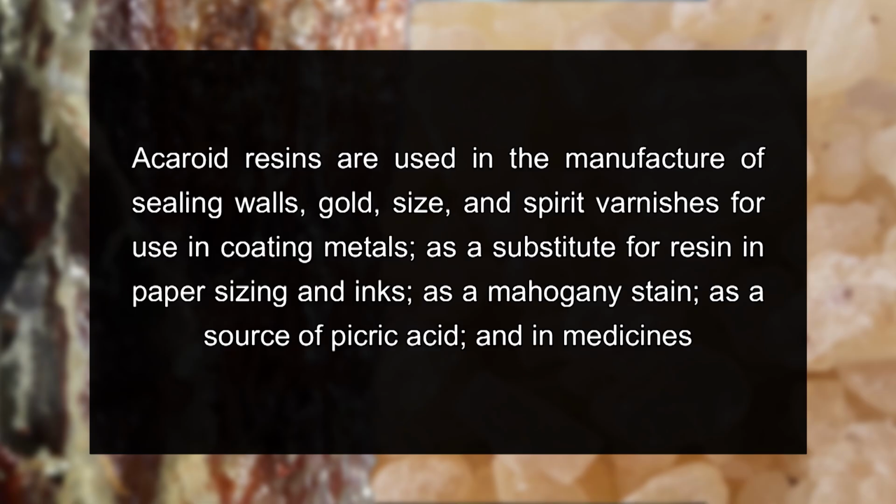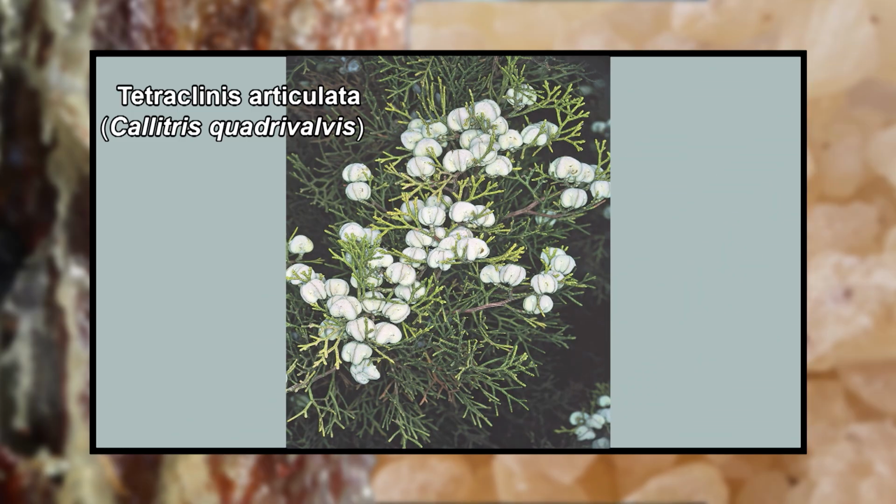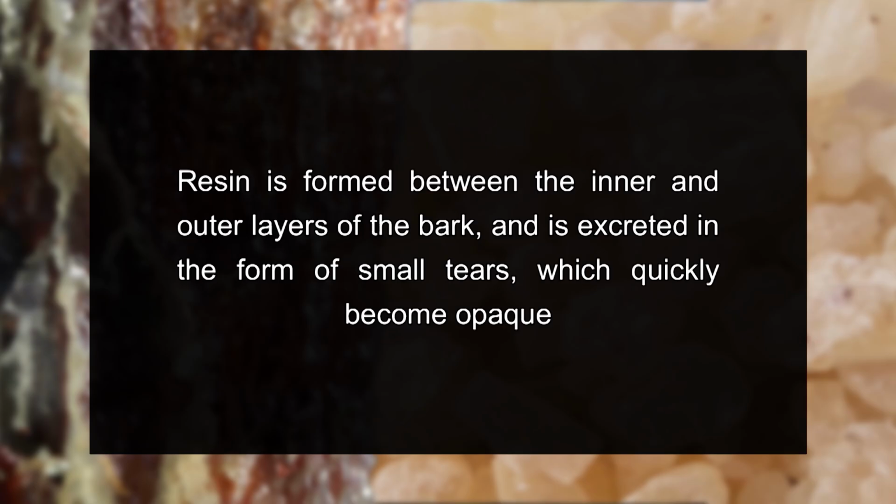Another type of resins here is sandarac. This is a soft, pale yellow resin obtained mainly from Tetraclinis articulata, a small tree in northern Africa. Australian species of Callitris are also a source of sandarac. The resin is formed between the inner and outer layers of the bark, and it is excreted in the form of small tears, which quickly become opaque.